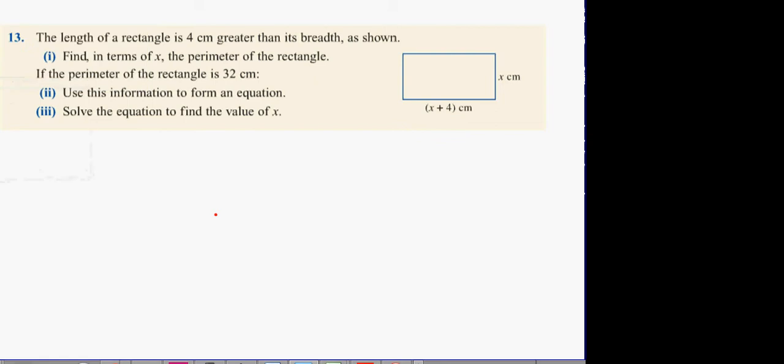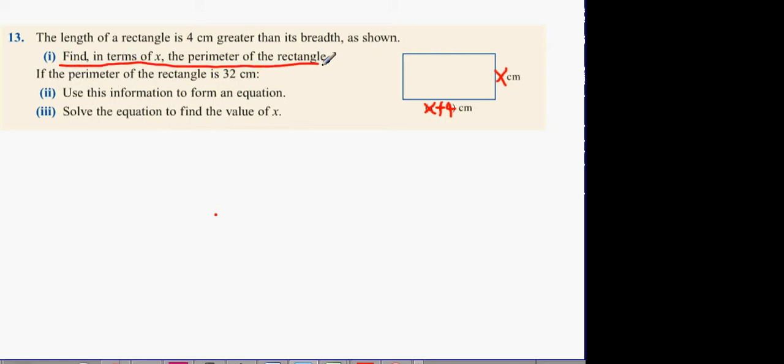This question is about a rectangle whose length is 4 greater than its breadth. So the breadth is x, and therefore the length has to be x plus 4. Find in terms of x the perimeter of the rectangle. So this is the question here.